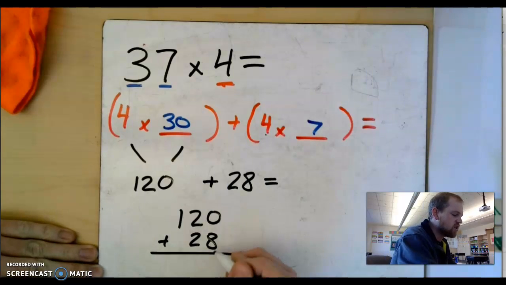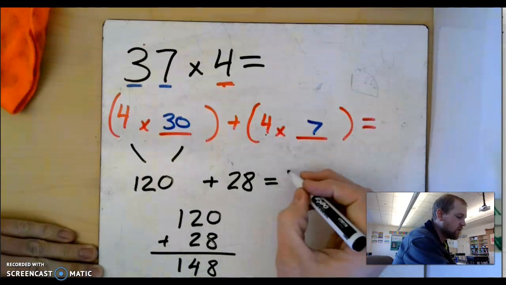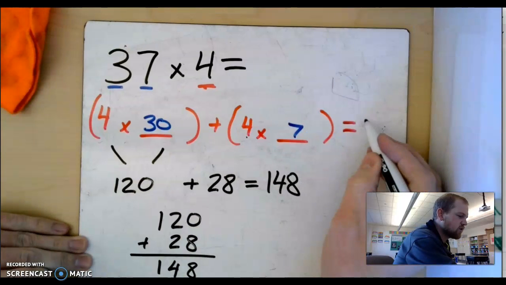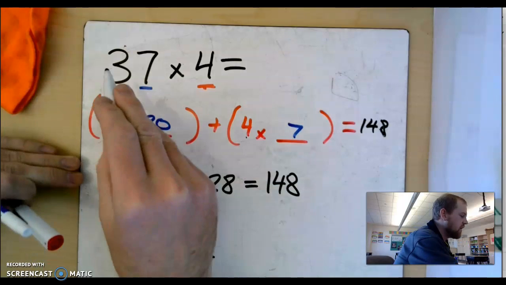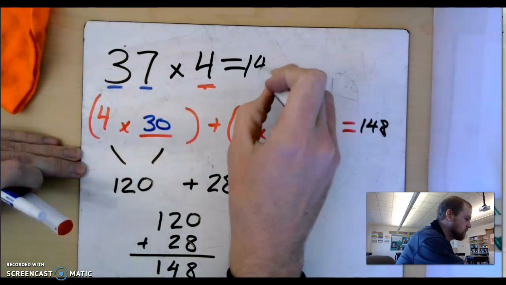And for this, again, I'm going to start with my ones place. 0 plus 8 I know is 8. 2 plus 2, I get 4. And there is nothing below or above this 1, so it will stay the same. So now I know that 148 is what I add these together to be. Okay? These came from here, so this would stay 148. And because of my distributive property, I now know that 37 times 4 is 148.